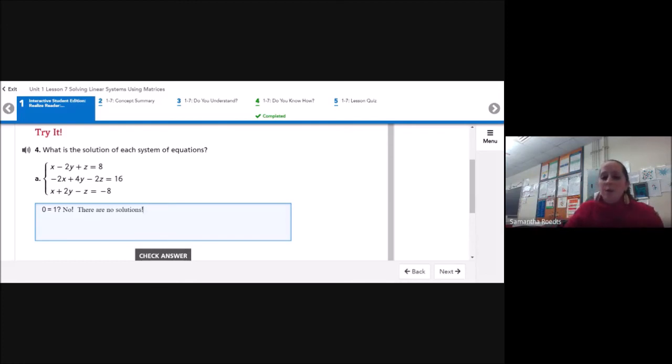Okay. So I reduced row echelon form. There is a statement in this matrix that 0 equals 1. That's not true. We know it's not true. So there are no solutions to this system.